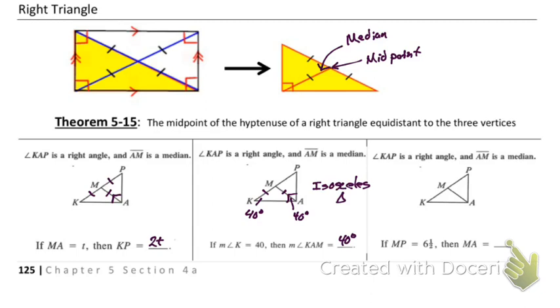All right, let's do the next one. KP, again, is a right angle. And it says that AM is a median, once again. And it says that MP is 6.5. So what is MA if MP is 6.5? 6.5.